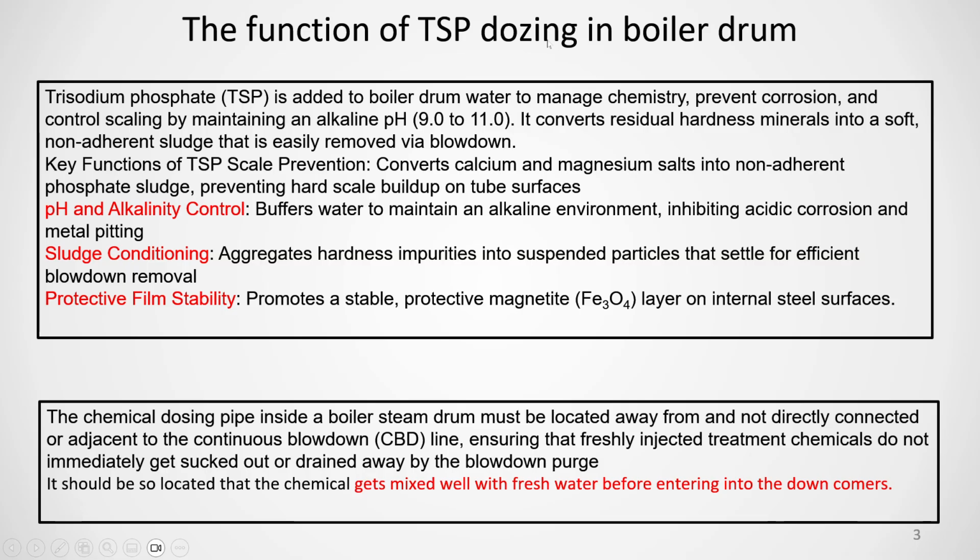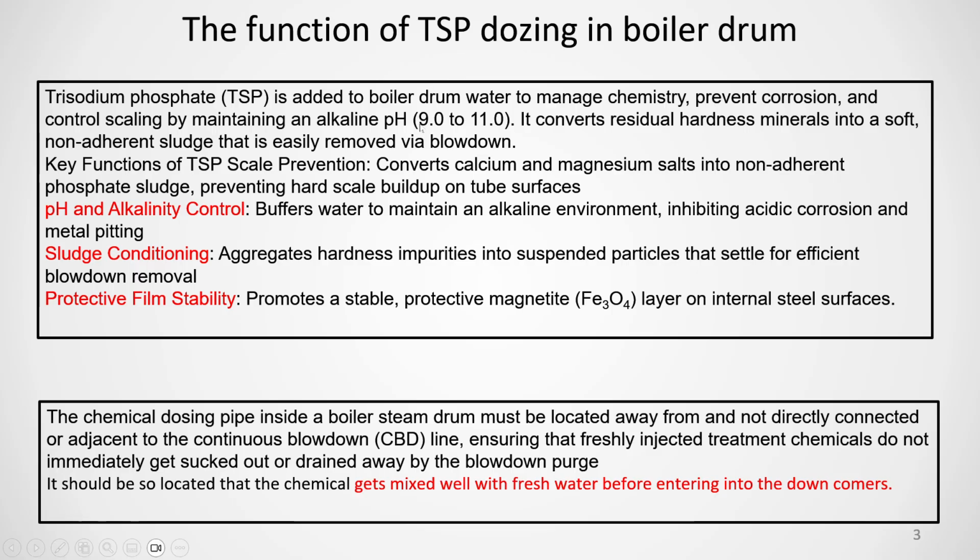The next is TSP. Why are we using sodium phosphate? We are dosing it in the drum because it will maintain the chemistry of the water, prevent corrosion of the pipelines, and control scaling by maintaining the alkalinity of the water at 9 to 11 pH. Below 6 it is acidic. If the water becomes acidic, it will corrode the pipes and start pitting them. So if you maintain this alkalinity, corrosion will not be there.